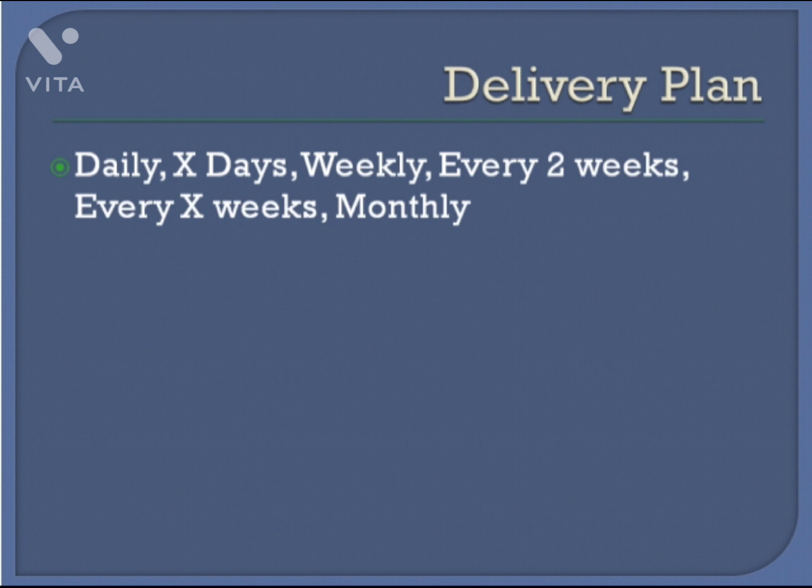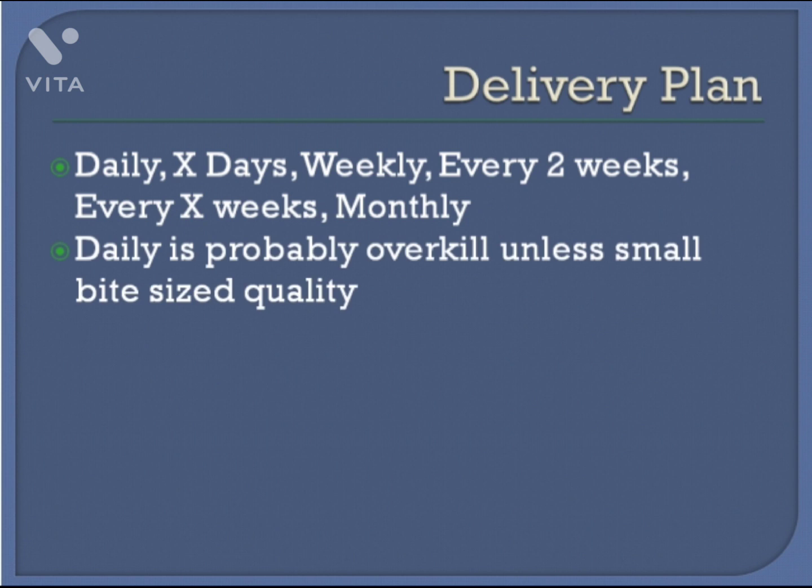And once you understand your delivery plan, then when you set up your autoresponder, all you have to do is create a new follow-up for every one of those days, those X days, those weeks, and so forth. And then daily is probably overkill unless it's small bite-sized quality content, like I said earlier. So it depends on your audience.